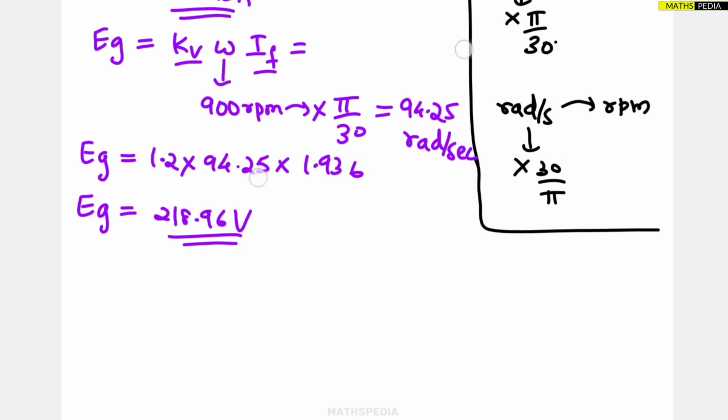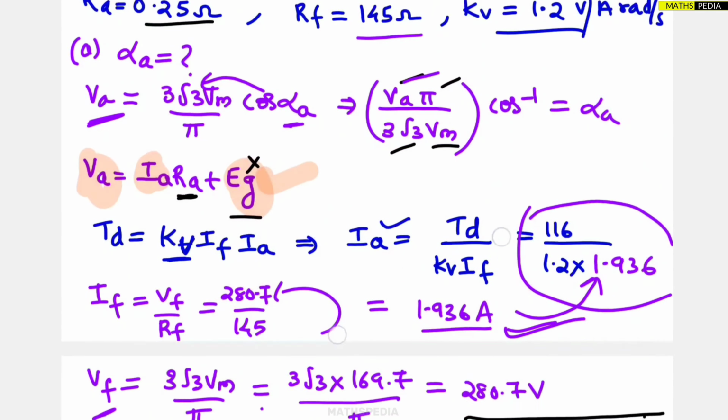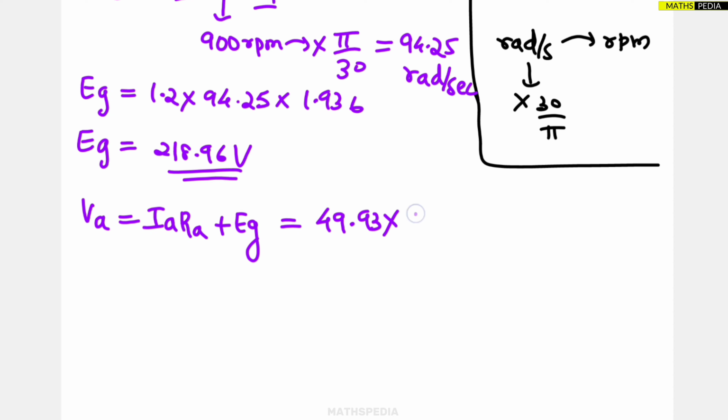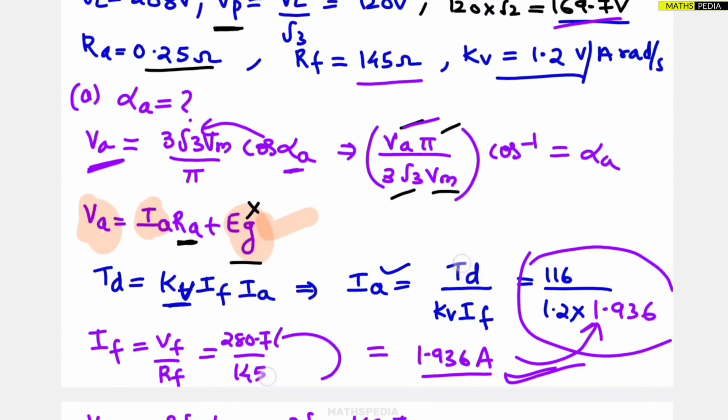This EG value you have to substitute over here in order to get VA. So we are back into that formula. VA is equal to IA RA plus EG. What is IA? 49.93 into RA, the armature resistance given in the question is 0.25, plus EG just now found out. You will be getting VA value as 231.44 volts. After getting VA value, I need to find out the delay angle alpha A.